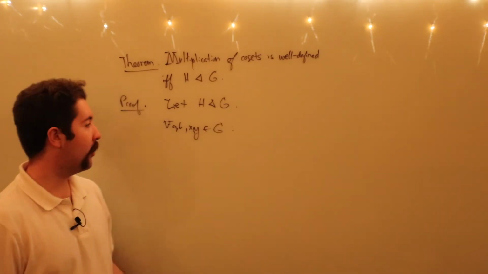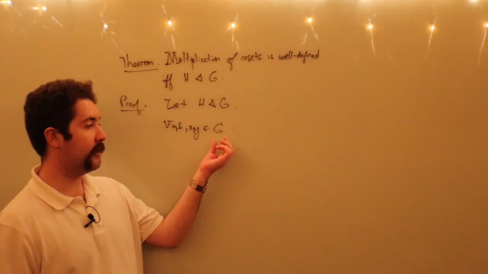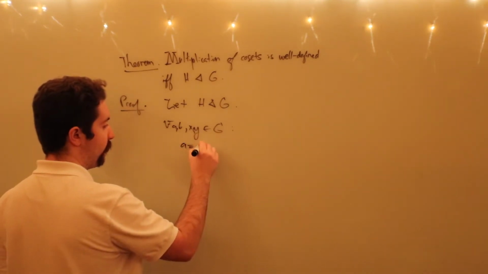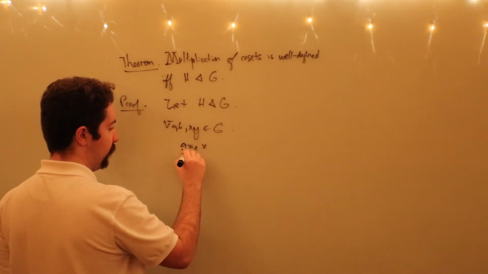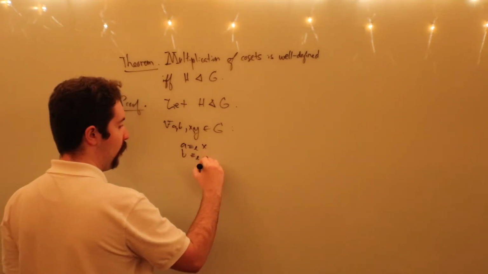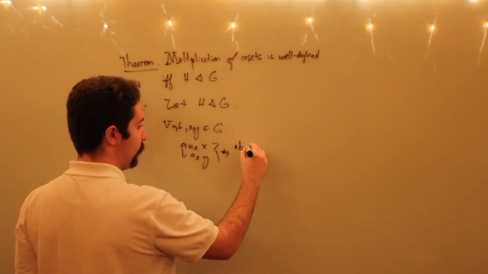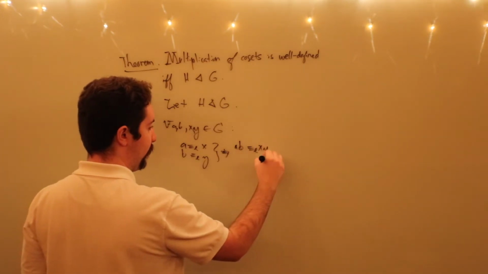Now we know for all elements A, B, X, and Y in the group G that A left congruent to X and B left congruent to Y together imply that AB is left congruent to XY.